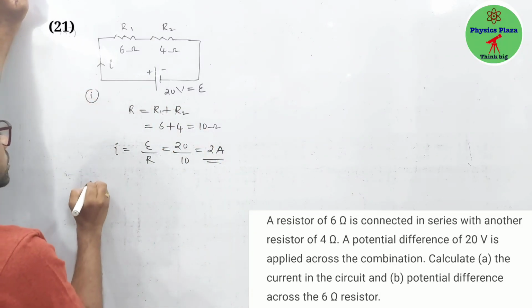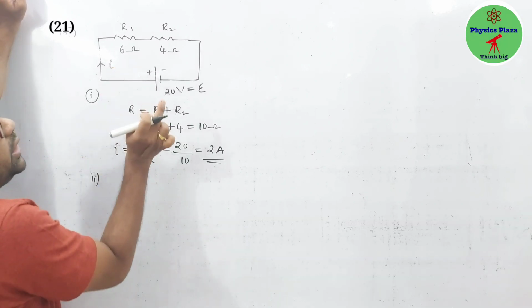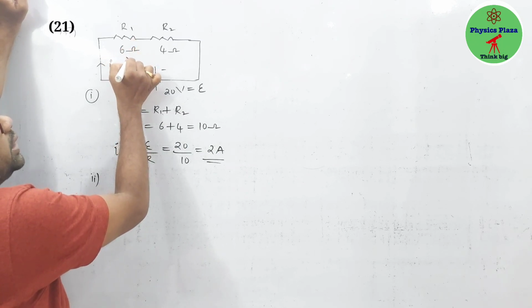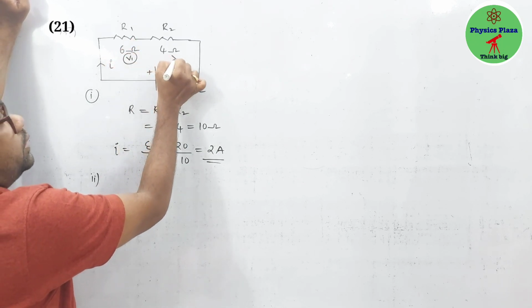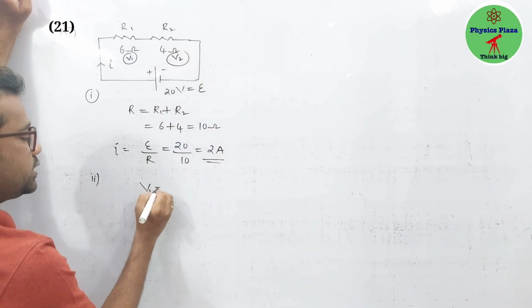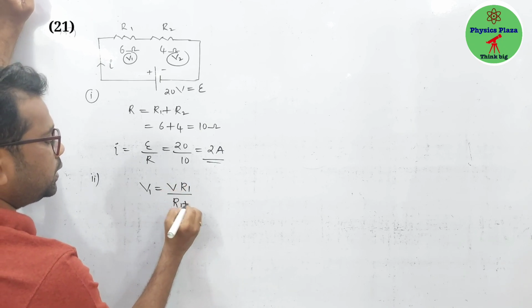Okay. Now second one, children. What they are asking? They are asking us to calculate the potential difference across the 6 ohm resistor. Let us say across the 6 ohm resistor, the potential difference is V1. Across this R2, let us say it's V2. So we have just seen the formulas. So V1 is equal to V into R1 by R1 plus R2.